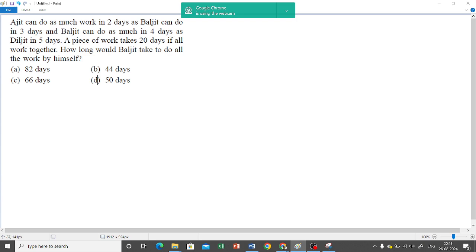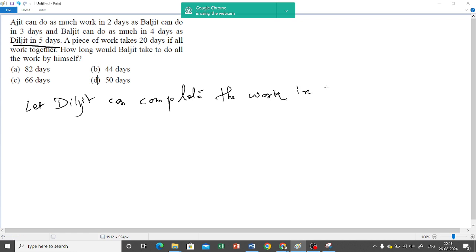So Diljit, as much as Diljit in 5 days. Okay, so let Diljit can complete the work in D days. Baljit in B days.